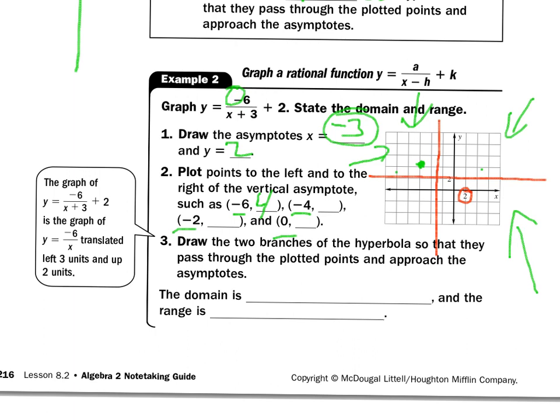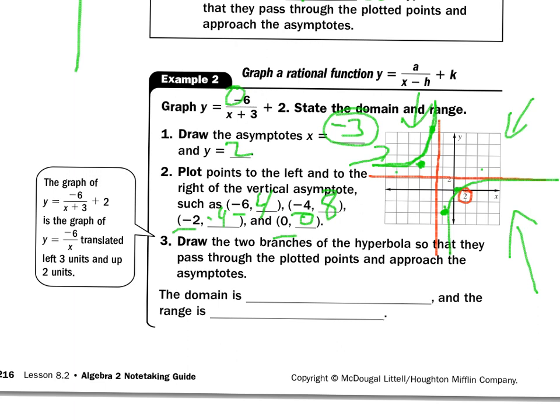When I put -4 in there, -4 plus 3 is -1. -6 divided by -1 is 6. 6 plus 2 is 8. -4, 8. 2, 4, 6, 8. And I draw my branch. Okay? And I do the same thing when I put my -2 in there. I get a +1. -6 plus 2 is -4. So I have -2, -4. It's down here. Right there. And if I put 0 in there, -6 divided by 3 is -2. Ends up being 0. So I have the point actually 0, 0. So this looks like that.